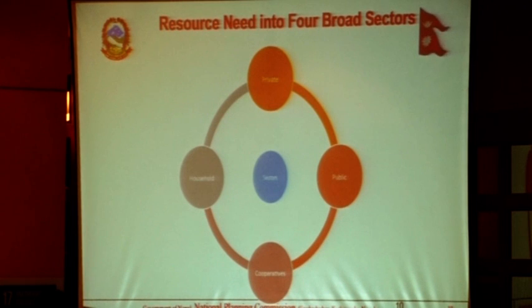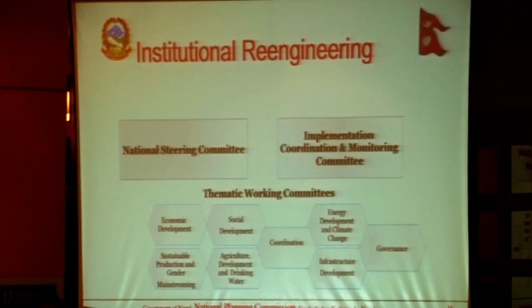Basically, the public sector covers about 55% of the ratios, based on our estimation, and the remaining 45% is covered by the other three sectors. This is the institutional re-engineering in the country.